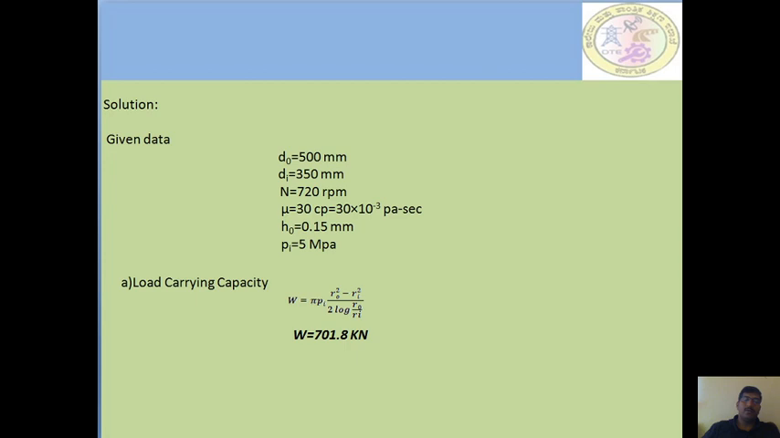You supply the given numerical values. Pi is 5 megapascals, and R naught is given. D naught is the diameter; you divide by 2 and it becomes R naught, 250 into 10 raised to minus 3, whole square, minus Ri, 350 means 175 into 10 raised to minus 3, whole square, divided by 2 ln of R naught by Ri. We put all the values and calculate. After calculating, we get the load capacity of the bearing as 701.8 kilonewtons.